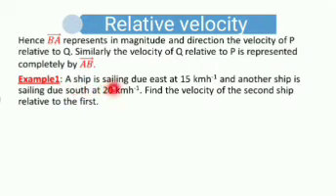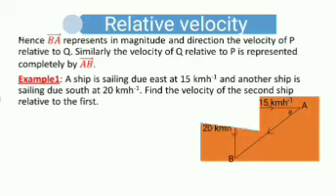A ship is sailing due east at 15 kilometers per hour and another ship is sailing due south at 20 kilometers per hour. Find the velocity of the second ship relative to the first ship. So what you need to do here is firstly draw the vector diagram. Is that okay? So this is the vector diagram.